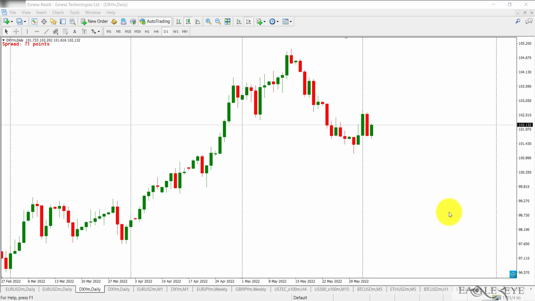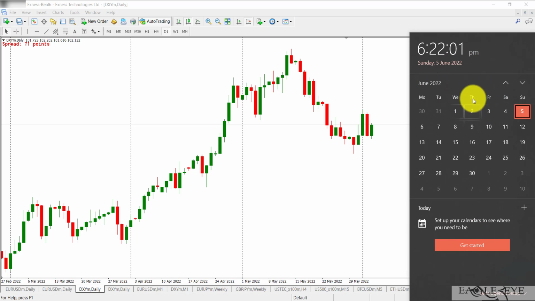As usual, it's talking about what I was expecting the previous week versus what actually happened in the markets for the past week, and then what I'm expecting to happen in the coming week or so. The past week is from the 30th of May to the 3rd of June. I'll talk about what I was expecting in the market and what actually happened, and then what I'll be expecting in the coming week, from the 6th of June to the 10th of June.